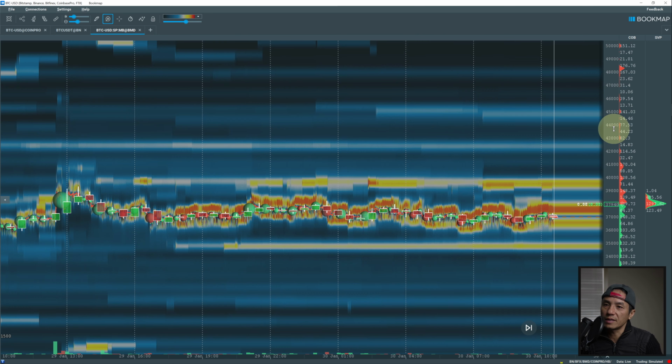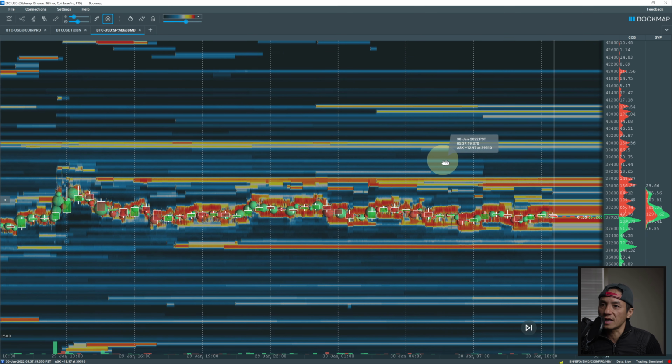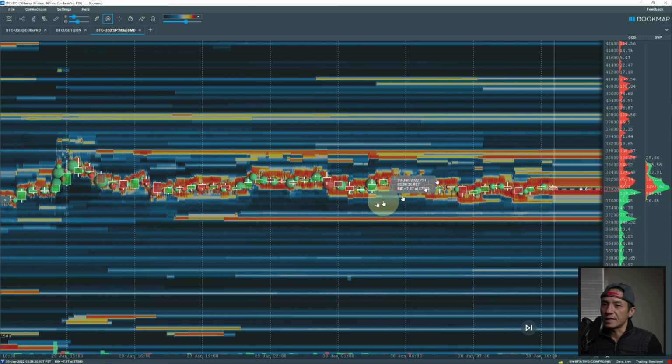What's interesting about the heat map, this is a consolidated heat map, is that you see these bars here. This is a buy wall, propping the price up at roughly 37,100, and then we have several sell walls up here that are pushing the price down. So together, you see how they came in at the same time almost.